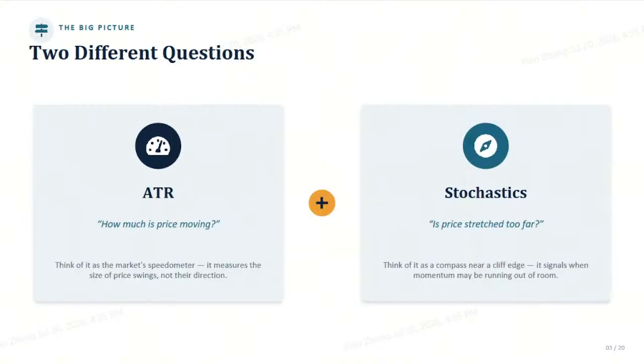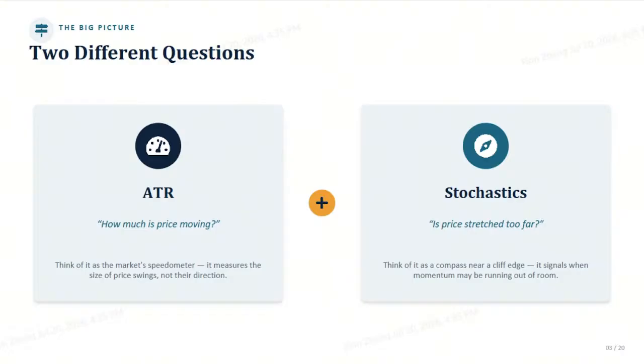Here's the one idea I want you to hold on to through this entire lecture. ATR and stochastics answer two completely different questions, and that's exactly why they work so well together. Think of ATR as the market's speedometer. It doesn't tell you if the car is going forward or backward, it just tells you how fast it's going, how bumpy the ride is. A stock can be calm and barely moving, or it can be wild and swinging by huge amounts. ATR tells you which situation you're in.